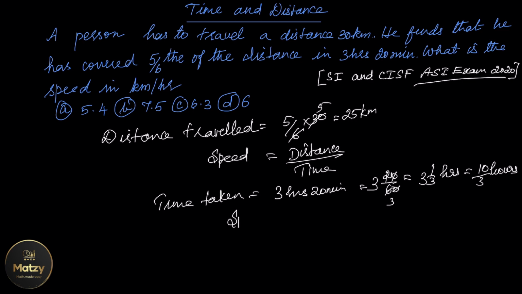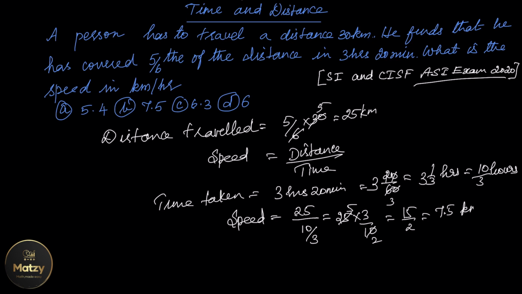Okay, speed is equal to, what is the distance covered? 25 by what is the time taken? 10 by 3 hours. This is in kilometer, here is also hours. So kilometer per hour. 25 into 3/10. 2 5s are 10, 5 3s are 15 by 2. That is 7.5 kilometer per hour.